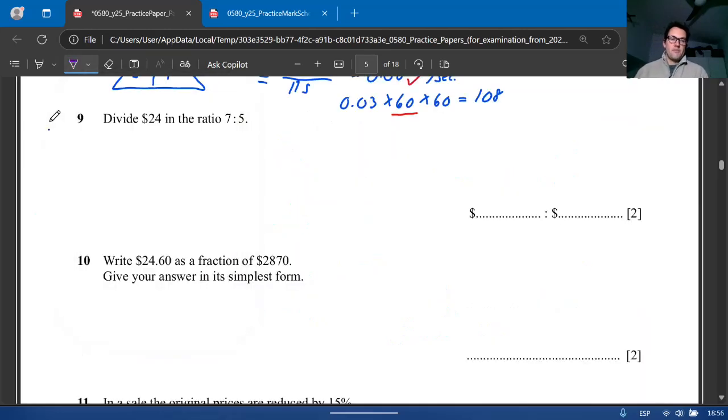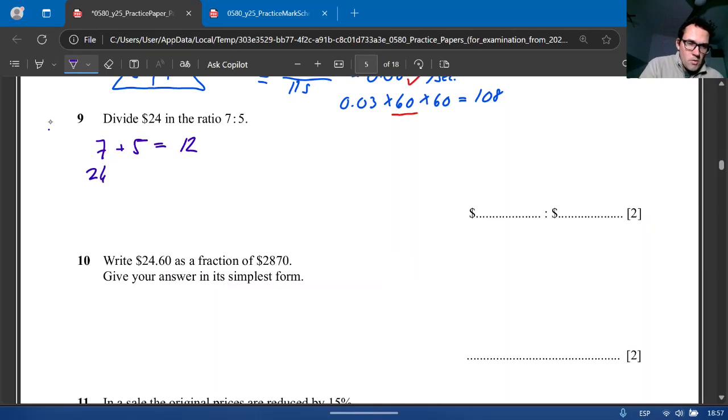Question 9. Divide $24 in the ratio 7 to 5. So you've got 2 buddies. You give the one 7. Well, you're giving stuff away in the ratio 7 to 5. So let's say you do give your one buddy $7 and your other buddy $5. That's a total of $12. But you've actually got 24 to give away. So you need to do it twice, of course.